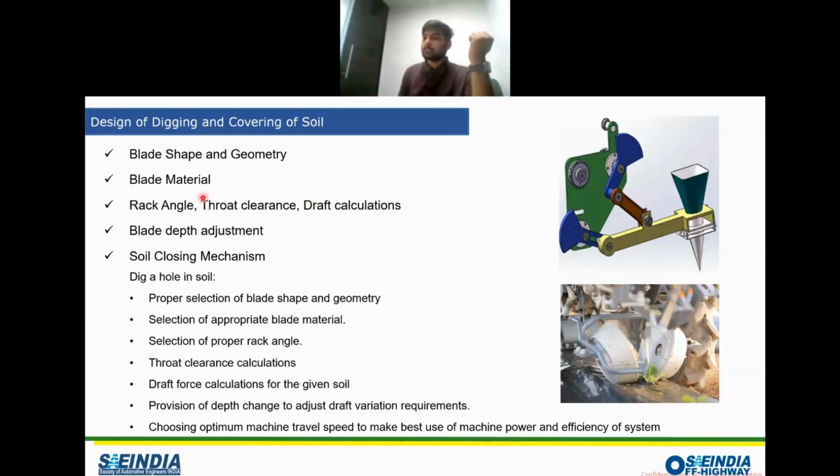Then material is also important because it is coming in contact with the soil. So you need to understand which material is more resistant to soil or the moisture conditions which are there, or some other particles, or maybe corrosive materials will be there. So you need to make that hard material which will be easy to dig. Then the rake angle, throat angle, and draft.